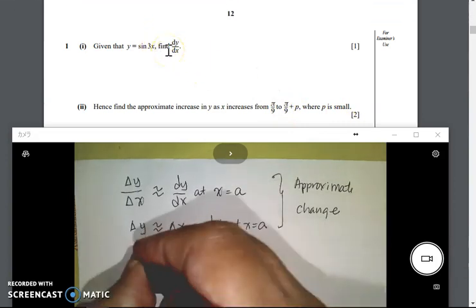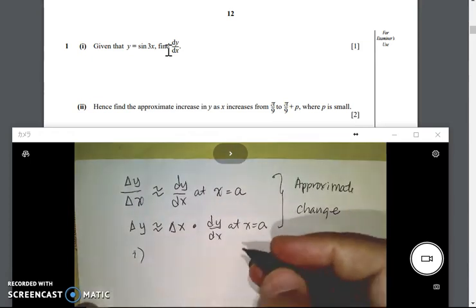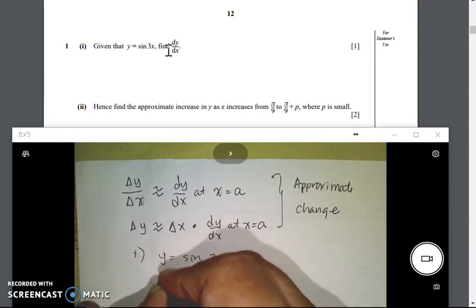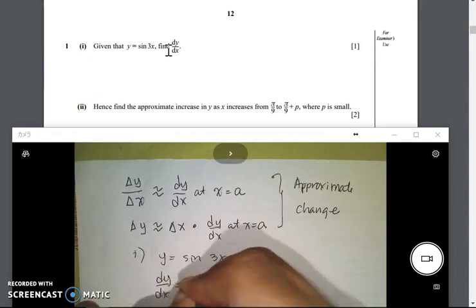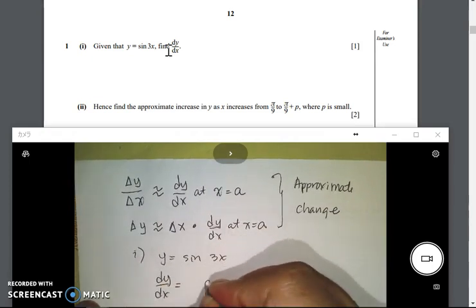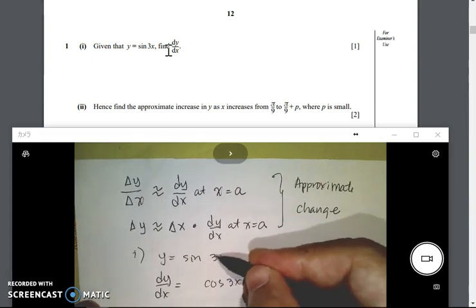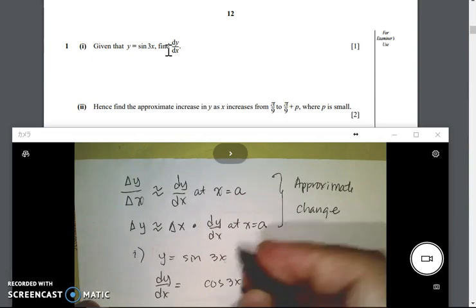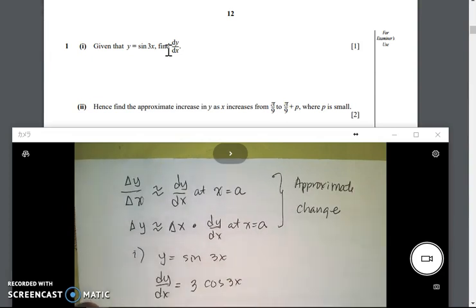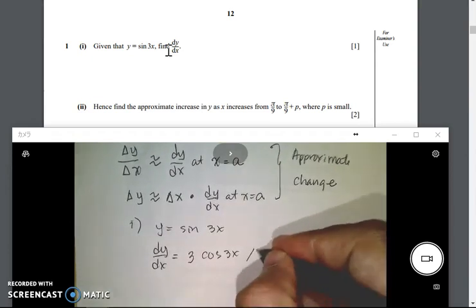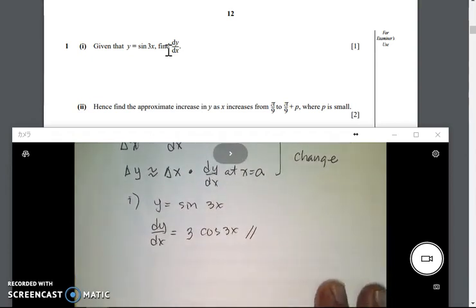So part 1, part I, your y is equal to sine 3x. So your dy dx is equal to cosine 3x times the derivative of your 3x, which is 3. I'll just put that one in front. Alright, so this is now the answer for part 1. Let's proceed to part 2.